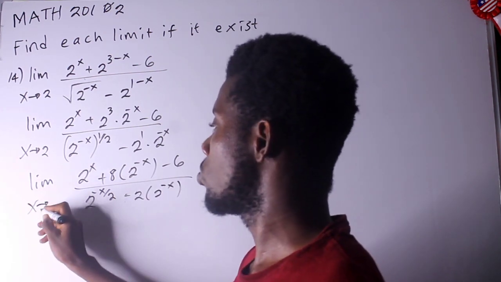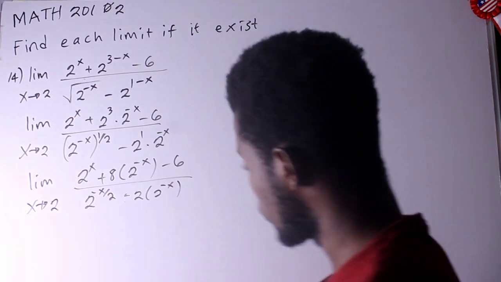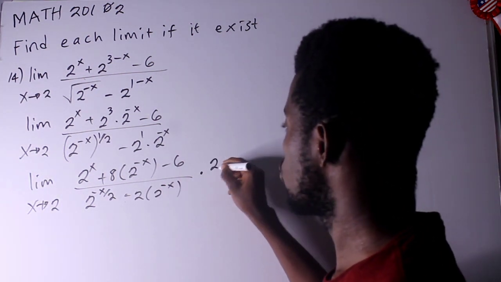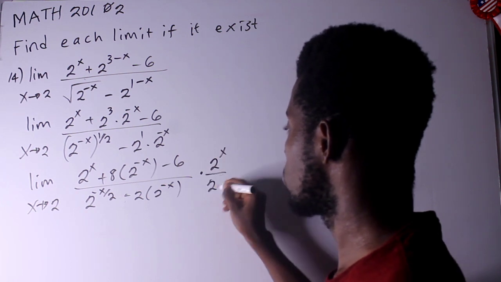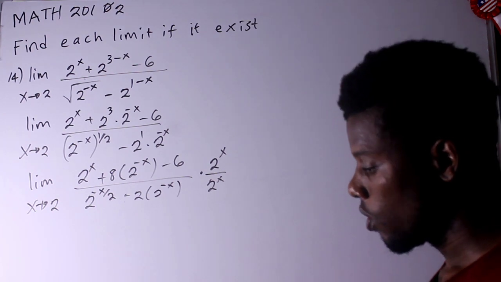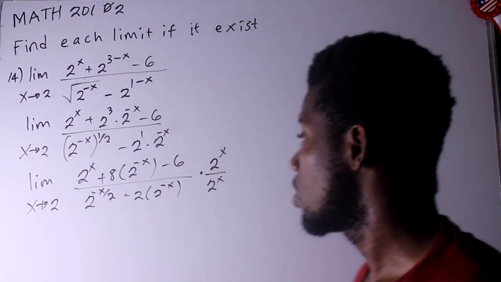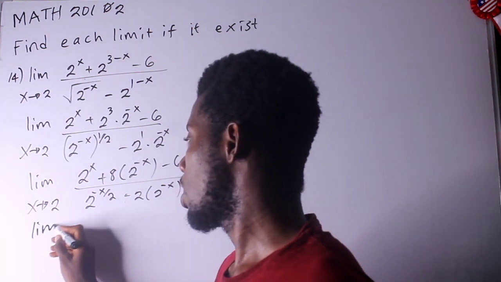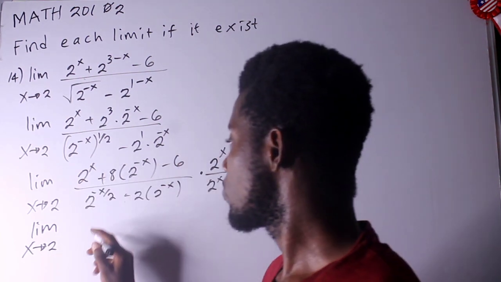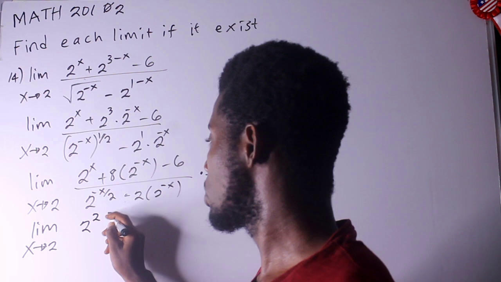As x approaches 2, I can multiply the numerator by 2 raised to the power of x and divide the denominator by 2 raised to the power of x. So multiply by 2 raised to the power of x and divide by 2 raised to the power of x. What will I have? I'll have the limit as x approaches 2. So this time this is 2 raised to the power of 2x.